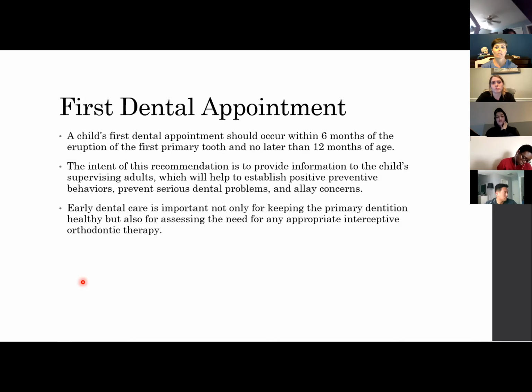It is important to keep the primary dentition healthy because it holds a spot for the permanent teeth. If you lose a baby tooth early and you don't maintain the space, you can cause damage, like lack of space. Things will start to tilt and cause issues for the permanent teeth that could be coming in.